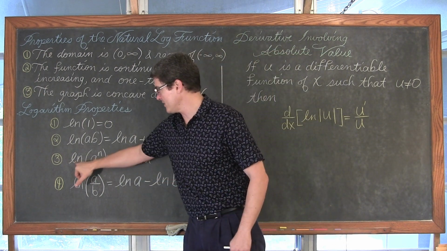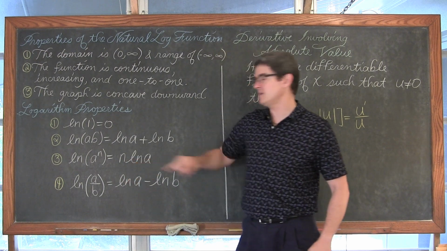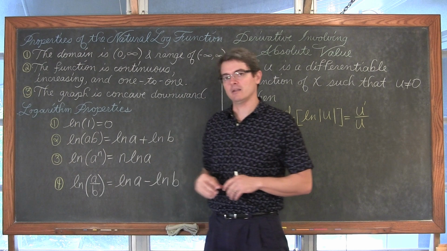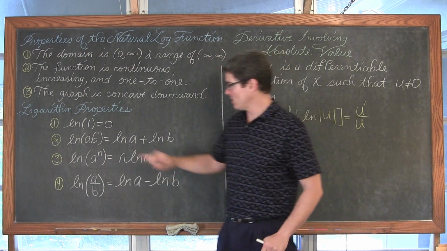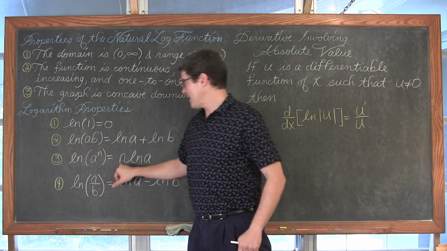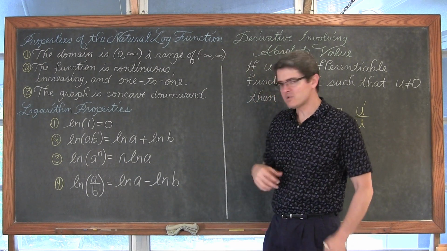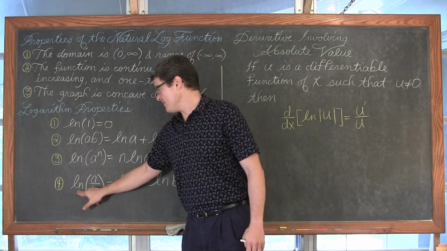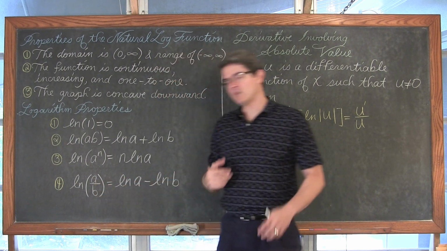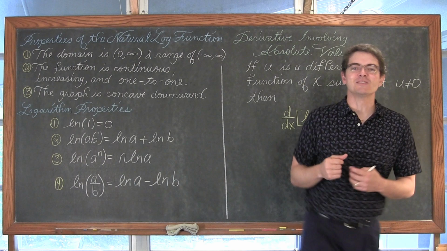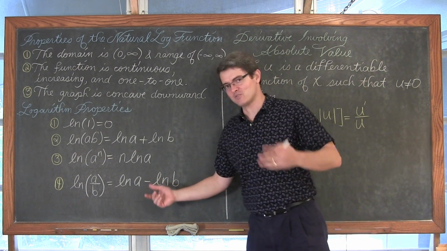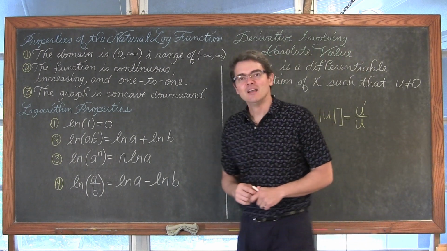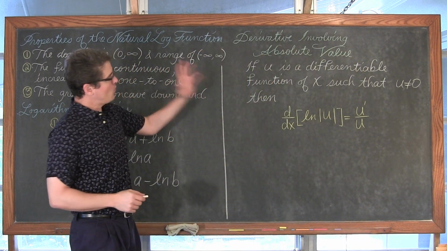And of course we have the power rule. The natural log of a to the n is n times the natural log of a. We can take that exponent that's, again, inside the math function of the natural log and move it down out front as a coefficient, much like the power rule is for your exponents. And then when you have the natural log of a divided by b, well, just like when you divide with like bases, you subtract the exponents. We have the natural log of a minus the natural log of b.